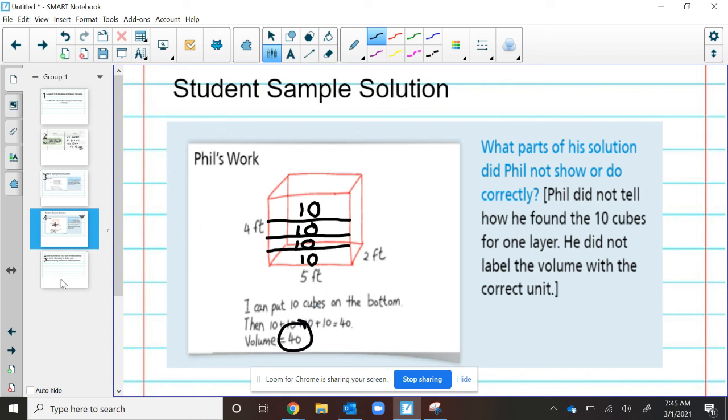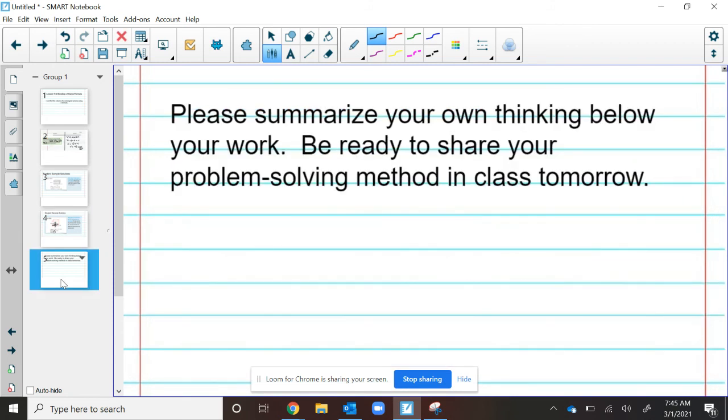All right. It is now time for you to summarize your own thinking for your work. So in your notebook, I want you to think about how would you summarize what we talked about today. Make sure that you are ready to share your problem-solving method in class tomorrow.